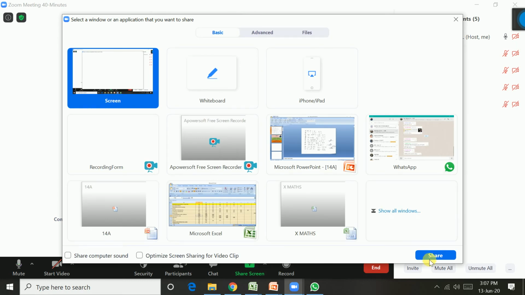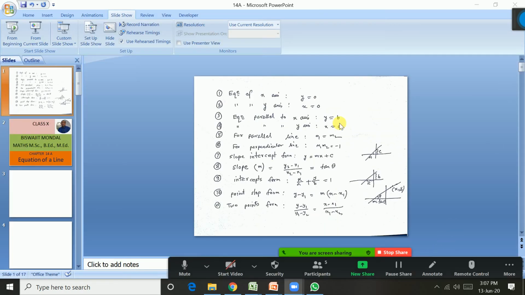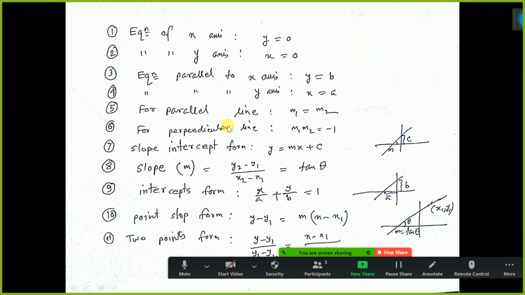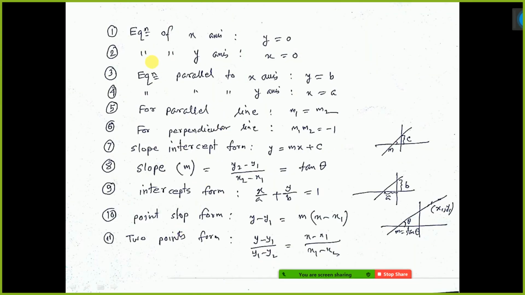Share screen, start sharing. So let us do now this equation of a line. See here I have written few formula. Let me explain that. This is the coordinate axis. This is x axis, that is XOX dash, and this is YOY dash. You know this thing.